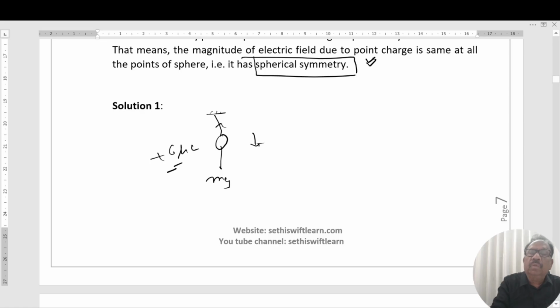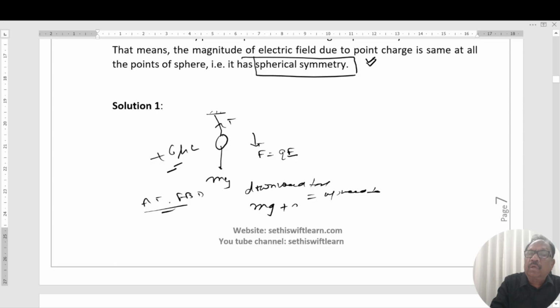Tension is the string tension, there is the weight, and the force due to the electric field will be QE. According to the free body diagram, the net downward force will be equal to the upward force. Downward force means weight is acting plus the electric force due to the electric field. mg plus QE equals tension.